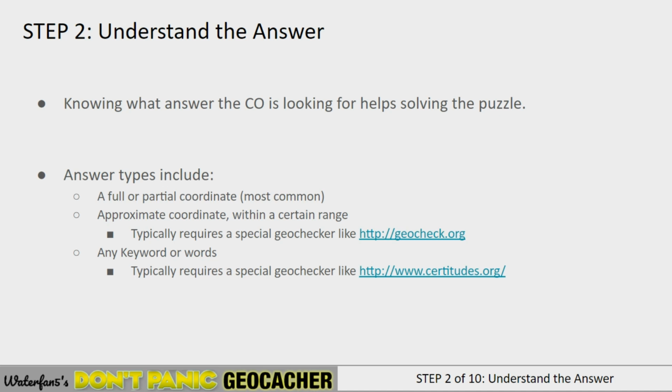Another one is the so-called keyword answer. This also requires some kind of special geochecker, because now you have to figure out what the keyword is, and once it's verified, you can get the coordinates from the keyword. So those are three different answer types that you may see. Determining what the answer type is can help you move forward in determining the puzzle. Let's look a little bit deeper into those.